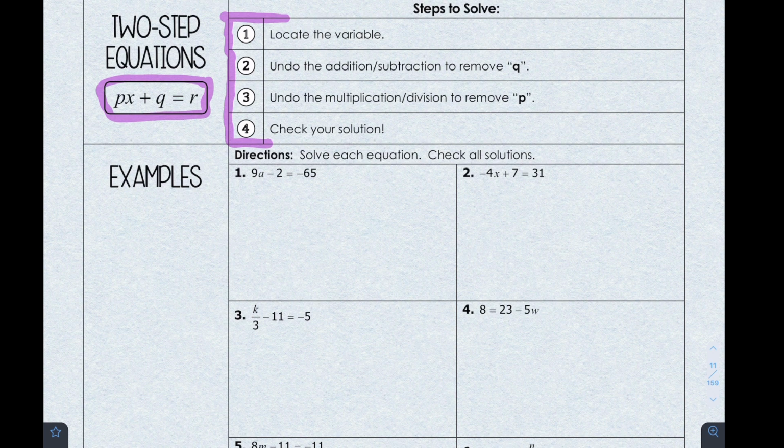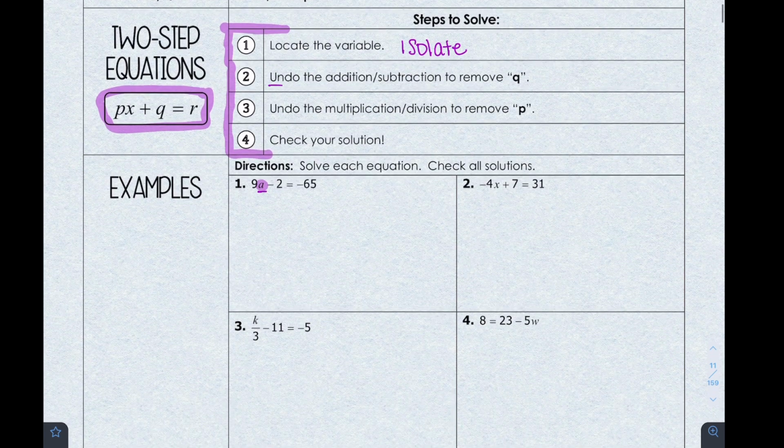Locate the variable, okay? So in this first one, I locate the variable. It's A. Okay, what I'm wanting to do is isolate. So what you see me writing, what you see me doing, needs to be on your paper to get credit. So my number one goal is to isolate that variable. So if we're looking at number 1, I'm going to try and isolate A, okay? To undo something, we do its inverse, okay? So to undo, we use the inverse.